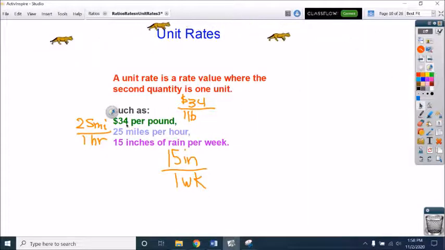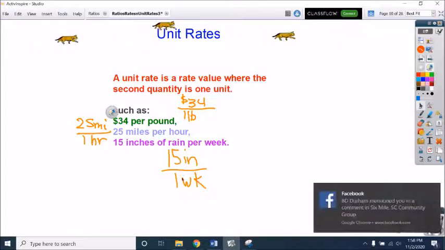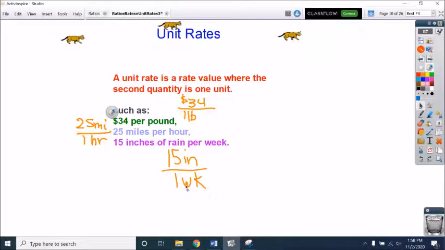So, $34 per pound. That's $34 over 1 pound. This is a unit rate. 25 miles per hour. 25 miles over 1 hour. Again, that is a unit rate. 15 inches in 1 week. That's a unit rate because it was 15 inches of rain in 1 week. So, again, this is just how you would write a unit rate.